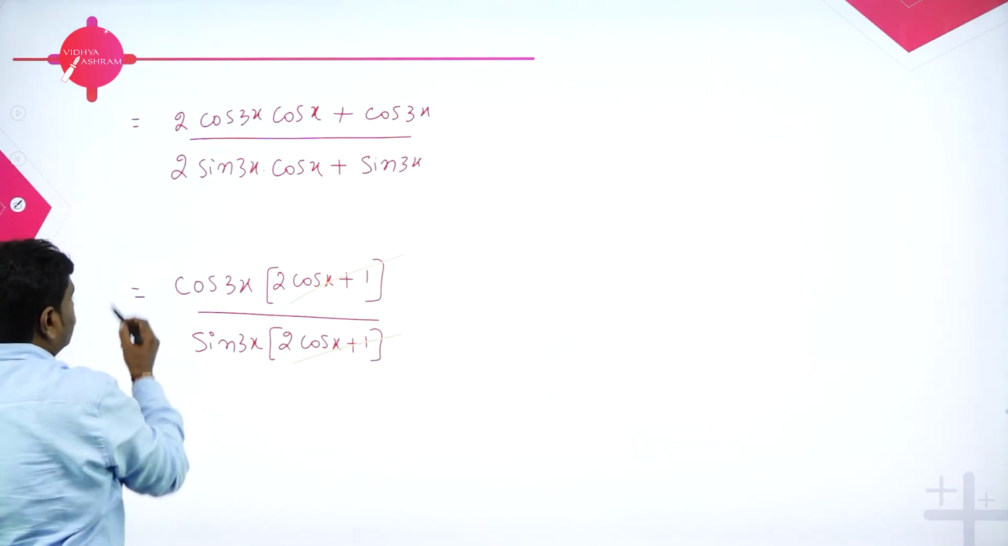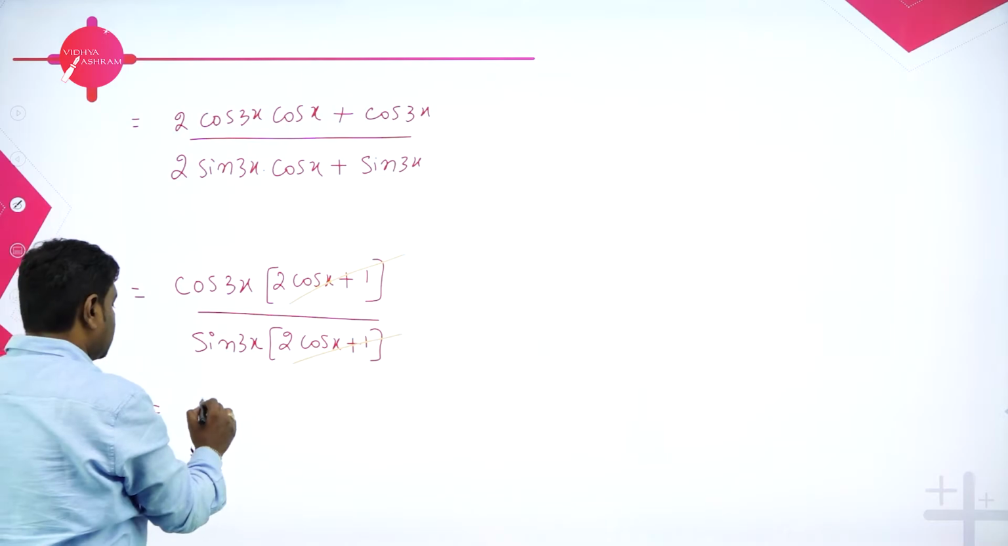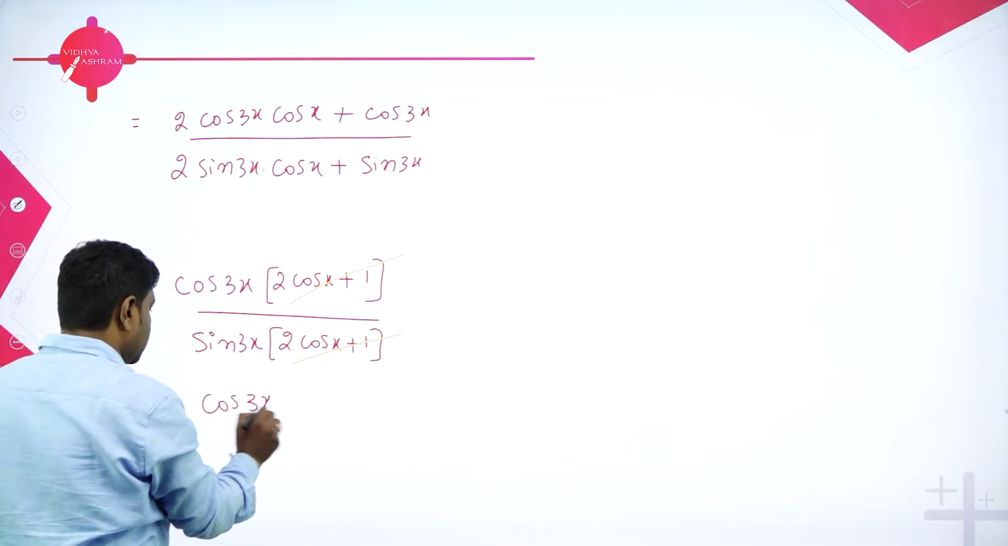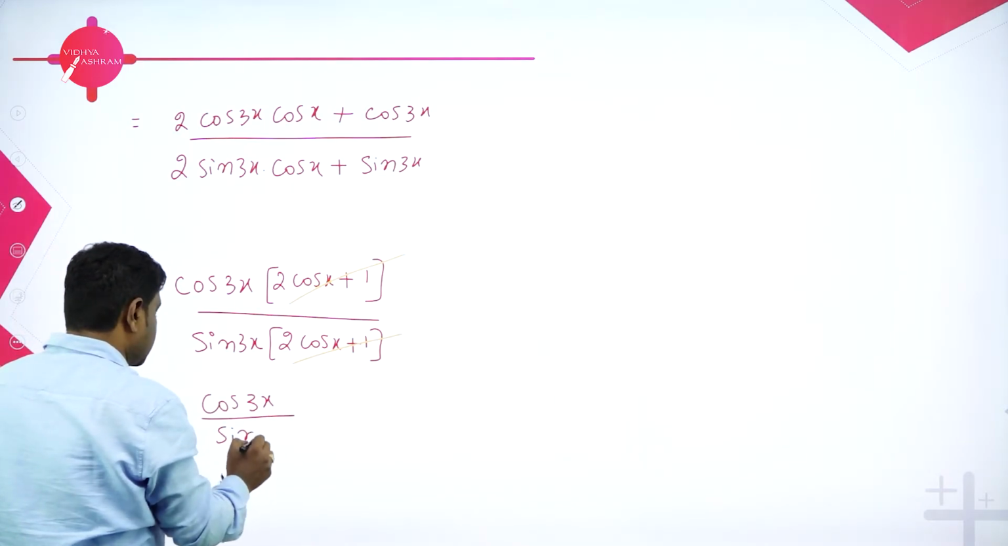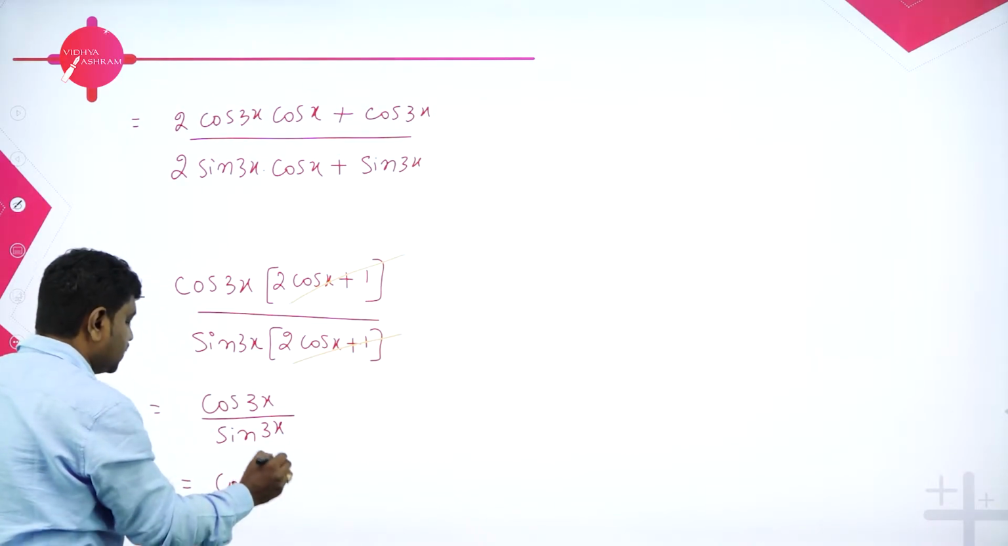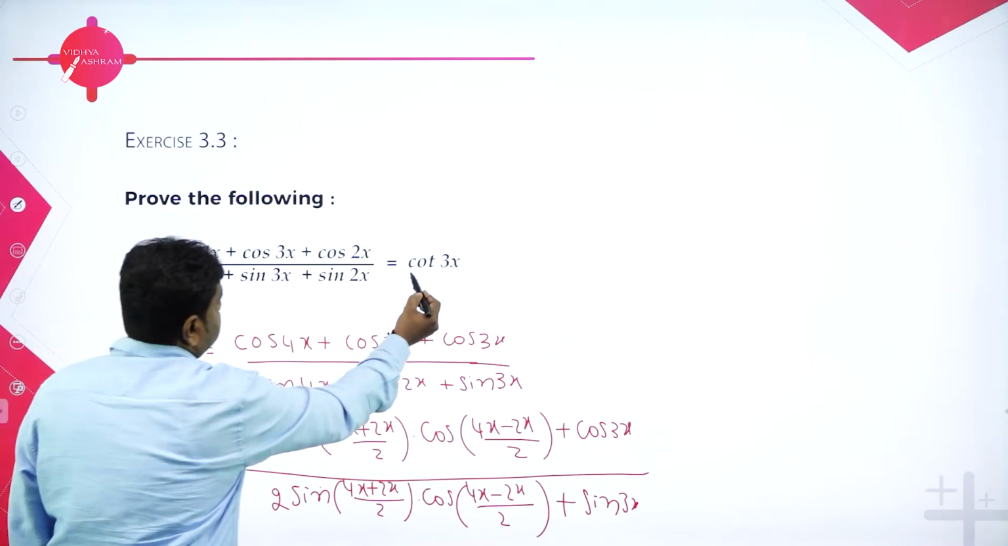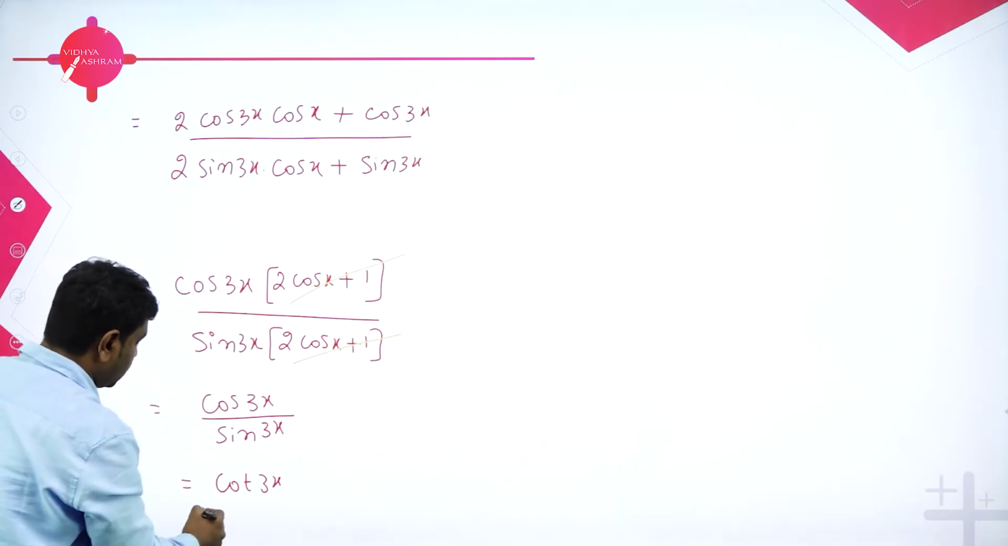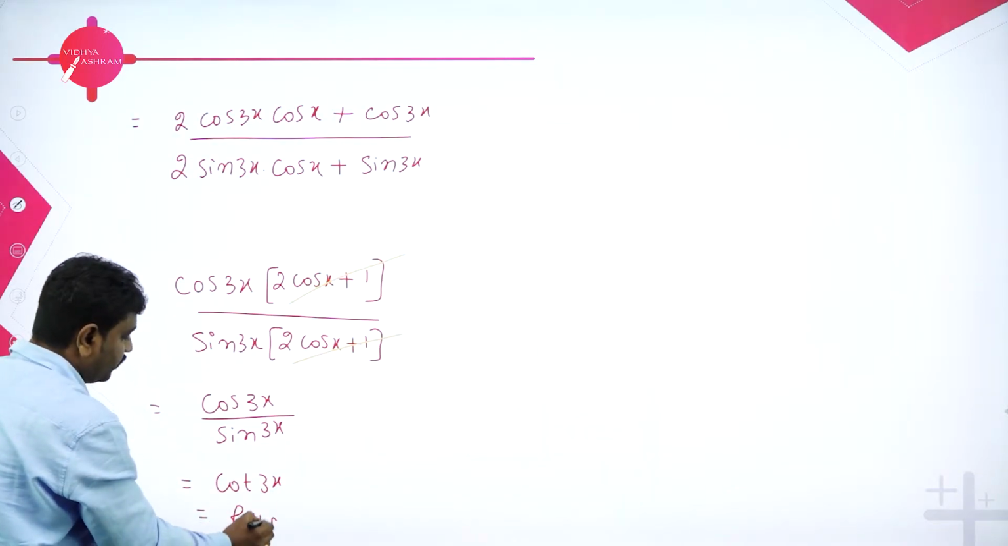So what is left? Cos 3x by sin 3x. You know, cos by sin is what? Cot 3x. So check the RHS. RHS is cot 3x, and we got cot 3x. This is the RHS, hence proved.